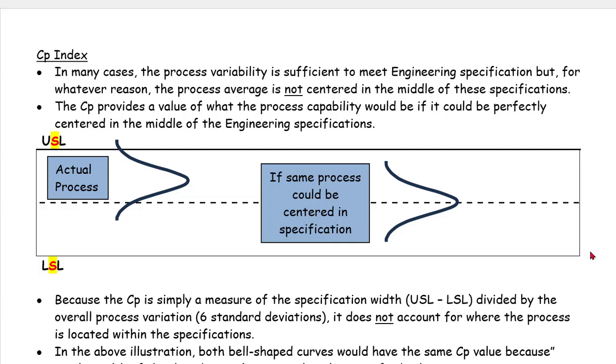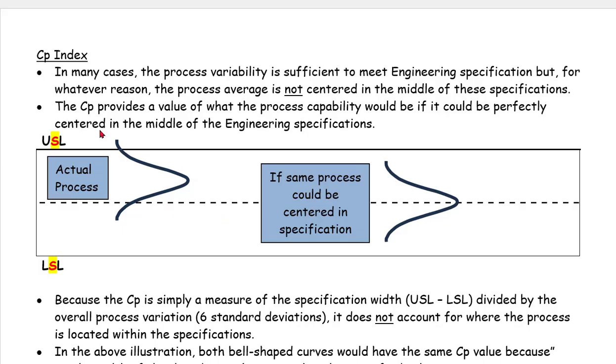In many cases, the process variability is sufficient to meet engineering specifications, but for whatever reason, the process average is not centered in the middle of these specifications. The CP provides a value of what the process capability would be if it could be perfectly centered in the middle of the engineering specifications.